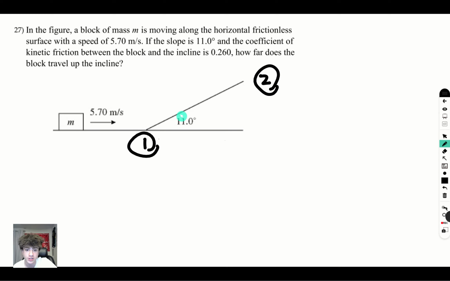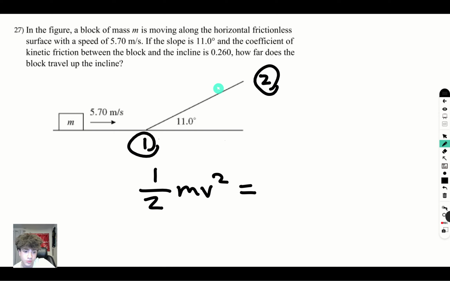Here, the block is just going onto the incline, so it's not going to have any potential energy due to gravity, because its height is still going to be 0. It's not going to have any work done by friction because it is just now entering the area where there is friction, so the energy is going to be strictly kinetic. And we know that the kinetic energy equation is just 1/2 mv squared. And due to conservation of energy, we know that the energy at point 1 is going to be equal to the energy at point 2.